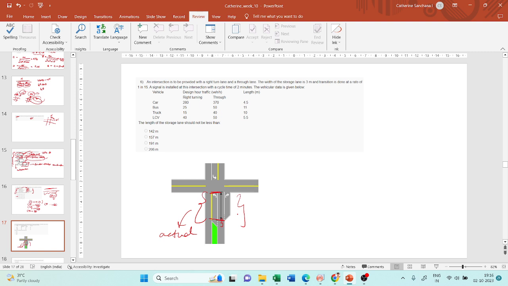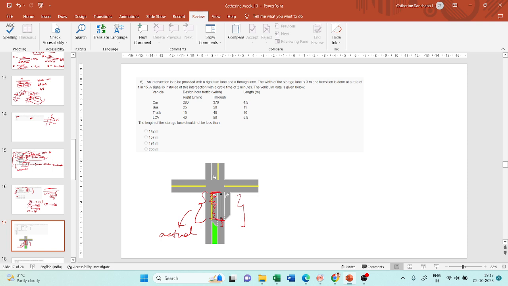So before that, let us see what a storage lane is. Storage lane is nothing but an auxiliary lane. It is a part of a lane, an extra lane required to accumulate the maximum number of vehicles during the peak hour. So to accumulate the vehicles during the peak hour.